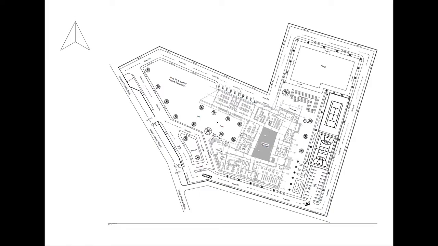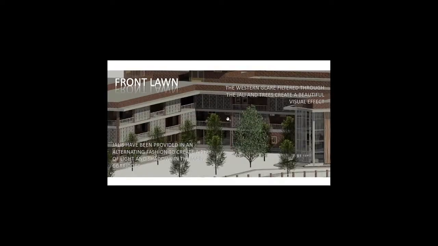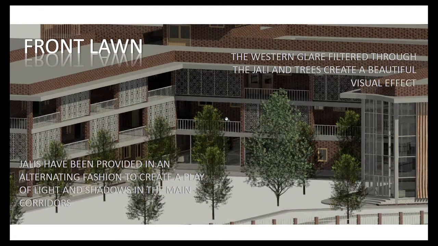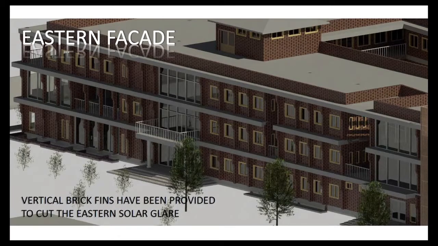Coming to the main building, talking about the exterior. Jalis have been provided in an alternating fashion to create a play of light and shadow in the main corridors. The western glare is filtered through these jalis and trees, which creates a beautiful visual effect. Vertical brick fins have been developed to cut the eastern solar glare.